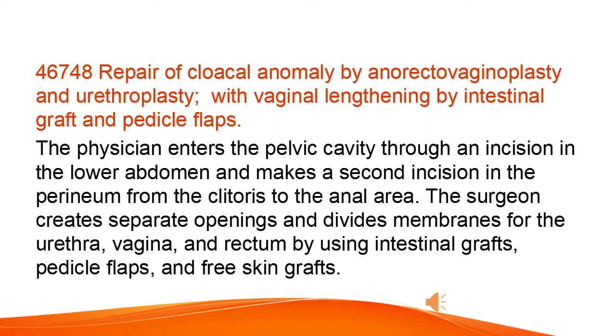Repair of cloacal anomaly by anorectovaginoplasty and urethroplasty, with vaginal lengthening by intestinal graft and pedicle flaps. The physician enters the pelvic cavity through an incision in the lower abdomen and makes a second incision in the perineum from the clitoris to the anal area.